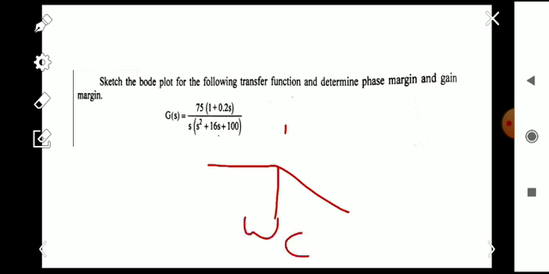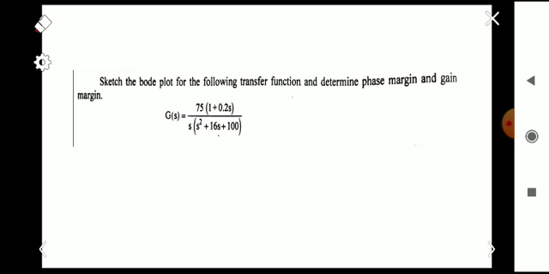If you are drawing the magnitude plot up to this frequency, there is a particular slope, say 0, and after that frequency the slope changes to minus 20 or something like that. So that's our corner frequency. First we have to find that.